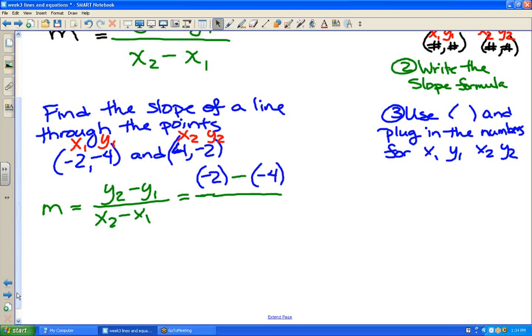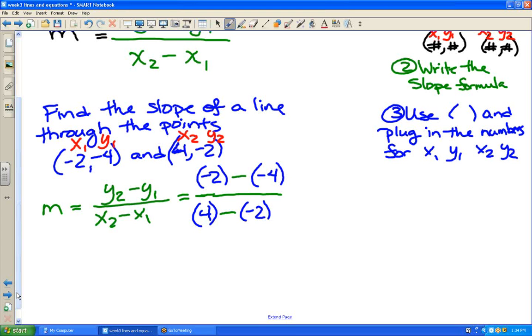All right, going to the bottom. x2, that's something I have, so using the blue. x2 is a 4. That minus sign is part of your equation, so I keep it the way it is. And then I'm putting in x1, which in this case is a negative 2. So that is all I'm doing for step 3.